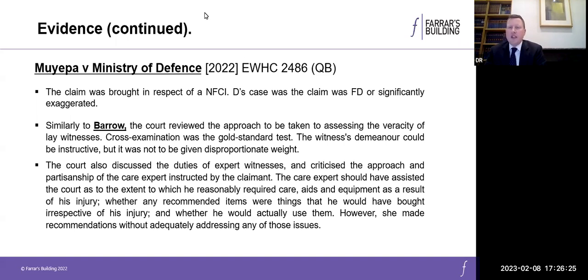Cross-examination is, of course, the gold standard of assessing a witness. Witness demeanour is instructive, but not to be given disproportionate weight. And I also highlight the case, perhaps a little in parentheses, because it's a point that goes to quantification rather than liability. But the court discussed the duties of expert witnesses, and in particular criticised the approach and the partisanship of the care expert. Recommendations were made without adequately addressing any of the features that needed to be tied into the evidence, and so subjective and unreasoned opinion from a care expert was heavily criticised.